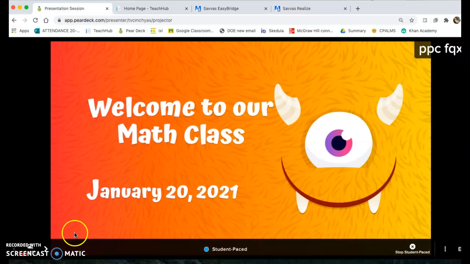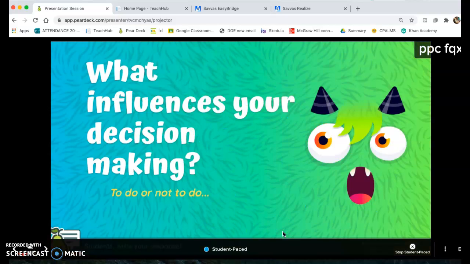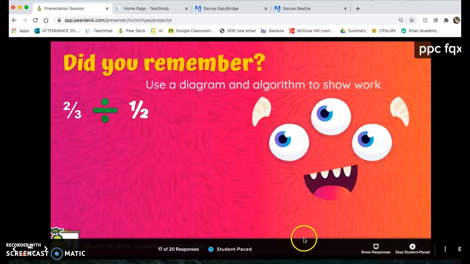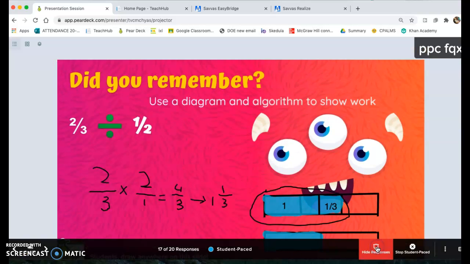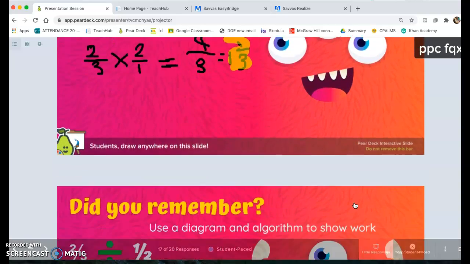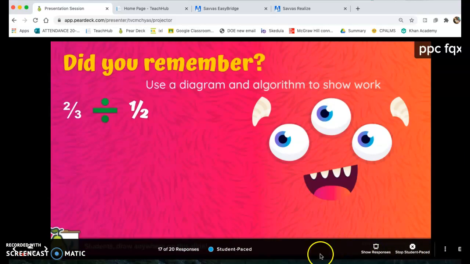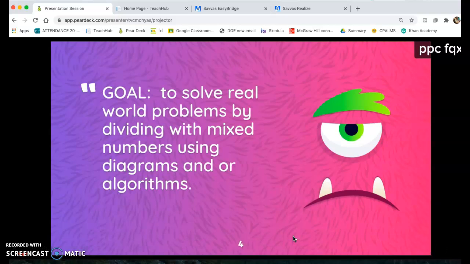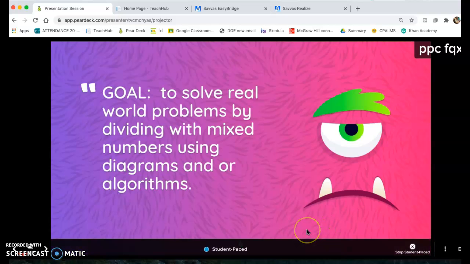So let's say this is my lesson. This was my lesson last week. I asked them what influenced their decision making. Do you remember? And I asked them to use it to answer a question. Actually, there are some students who really showed their work with that. Well, anyway, the goal for this one is to solve real-world problems dividing with mixed numbers, choosing diagrams and algorithms.